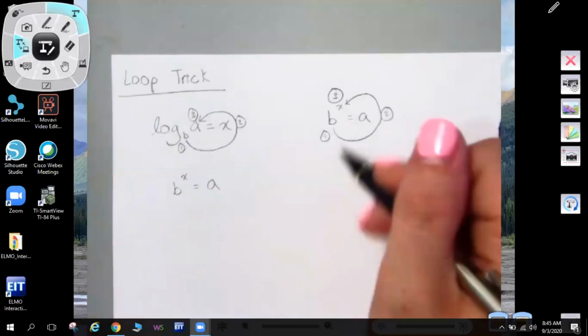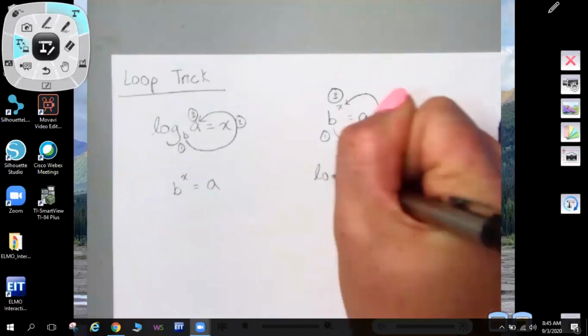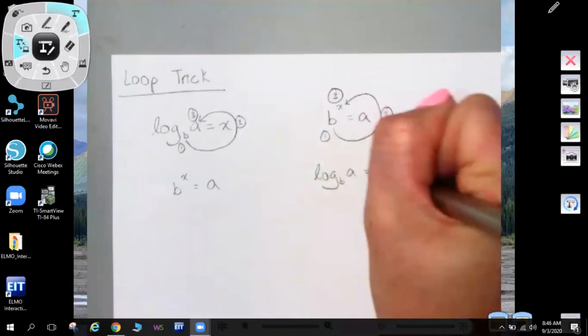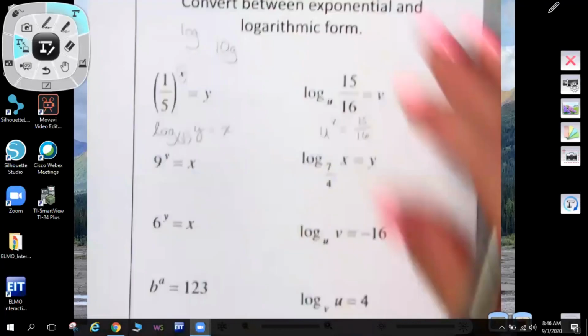Okay, so when we write this in log form, the very first thing you have to write is log. Then you can follow the loop. Log base b of a equals x. Okay, so let's use this loop trick to do the next couple conversions on our paper.